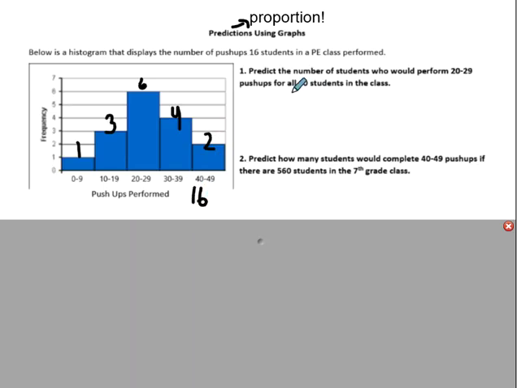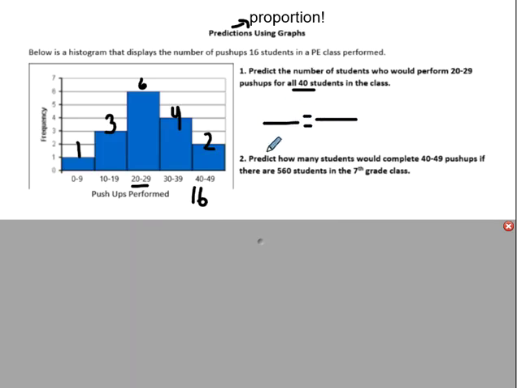Now, number 1 asks us to predict the number of students who would perform 20 to 29 push-ups for all 40 students in the class. So this is just part of the class. We want to know, right, there's not 16 kids in a class, there's 40 kids in the class. We want to know how many of the 40 actually did 20 to 29, but we're predicting. So we're going to use that proportional reasoning again.